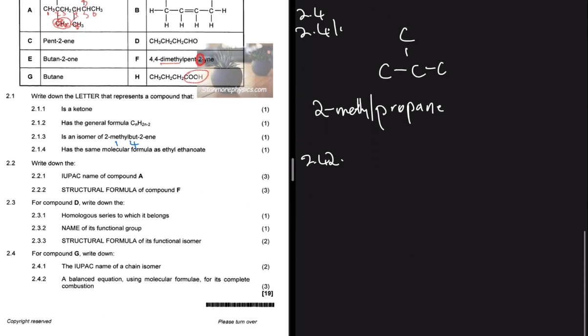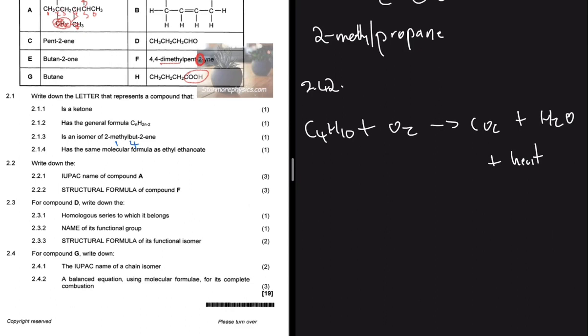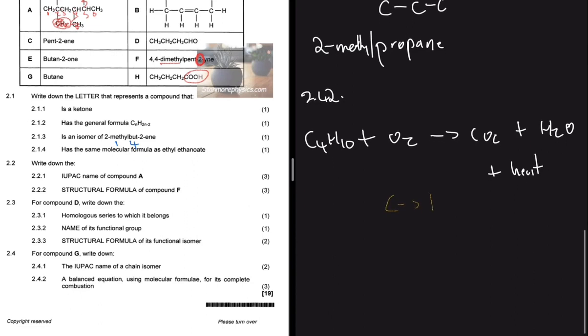2.4.2 says a balanced equation using molecular formula for its complete combustion. So as soon as you have combustion, you add in O2 and you're getting CO2 plus H2O. So if we do that, we're going to get C4H10 plus O2, giving us CO2 plus H2O plus heat, right? And then the rule of thumb here, the advice I'm going to give you is you have to balance it in this order: carbon, hydrogen, and then you figure out the oxygen at the end. Usually this will be the easy route.